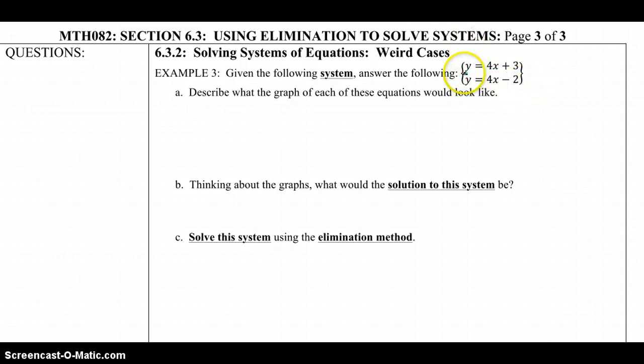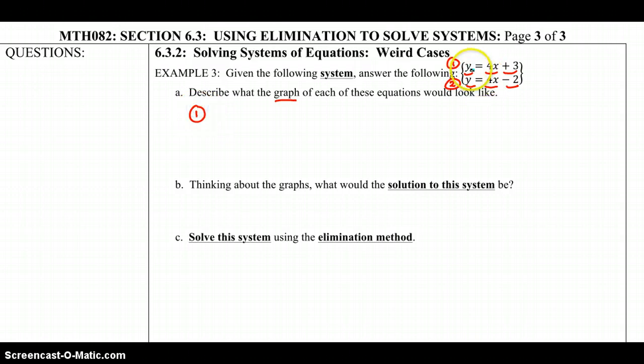So again, we should recognize in each of these equations that we have y terms, x terms, and constant terms. So we do know that these are linear equations, and so their graphs will be lines. So part A says to describe what the graph of each of these equations would look like. So let's number our equations here, 1 and 2.